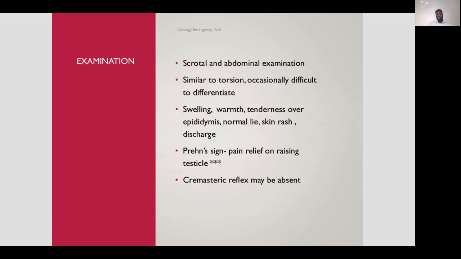For examination itself, you need to do a scrotal and abdominal exam, similar to a torsion. It is occasionally difficult to differentiate, but you find them much more unwell. You find the swelling much more pronounced compared to a torsion. In some cases, you could be thinking they've got an abscess ongoing there. The skin might not look normal. The skin might look red, painful.